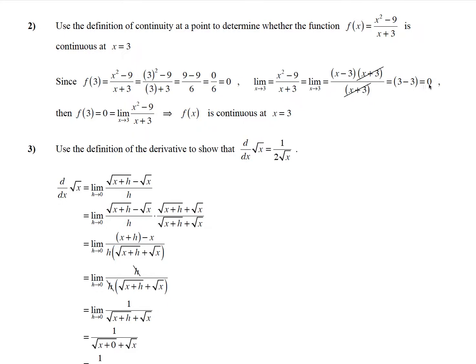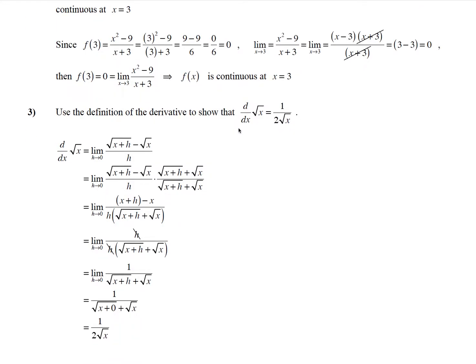3 minus 3 is 0. So, since the value of the function at 3 is 0, and the limit as x approaches 3 of that function is 0, we can conclude that f of x is continuous at x equals 3. When we have the function value equal to the limit at the value in question, which in this case is 3, then we have continuity.